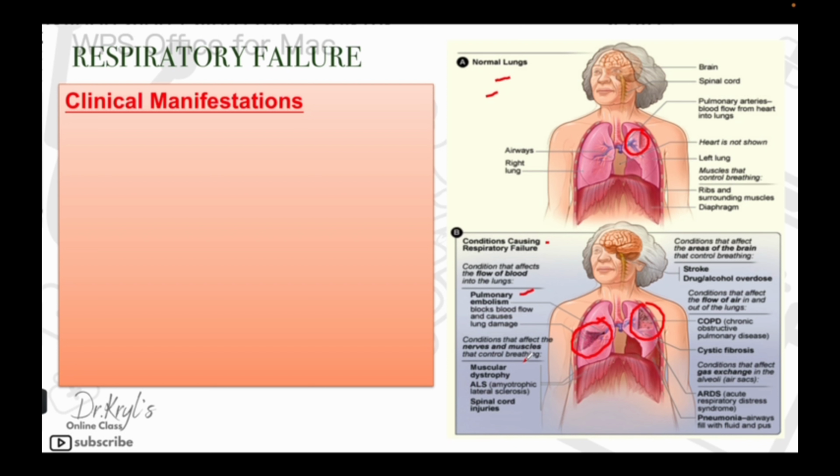Conditions that affect the nerves and muscles that control breathing, so muscular dystrophy. Okay? Pag conditions naman that affect the areas of the brain, if the patient has a stroke or drug or alcohol overdose. Conditions that affect the flow of air in and out of the lungs, if the patient has COPD or cystic fibrosis. Okay? Pag naman conditions that affect gas exchange in the alveoli, so acute respiratory distress syndrome and pneumonia.